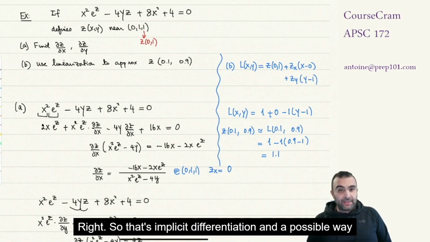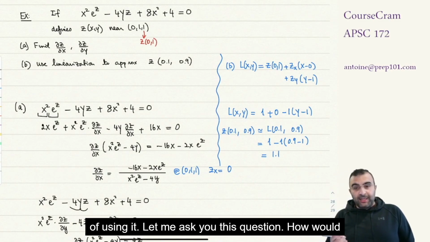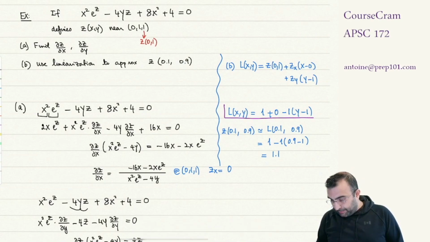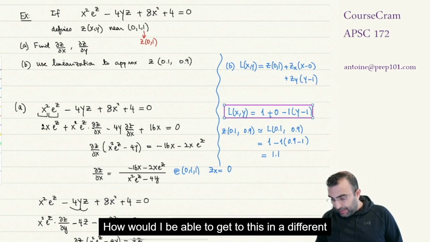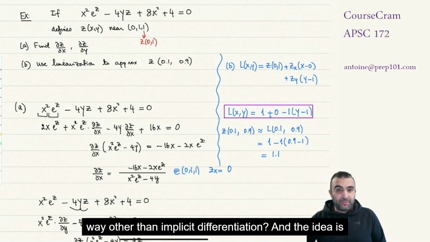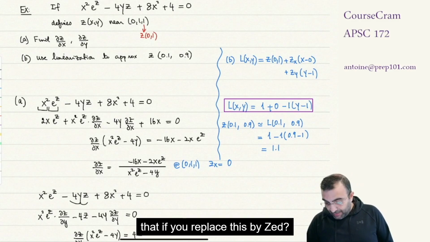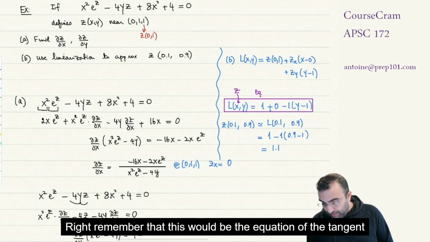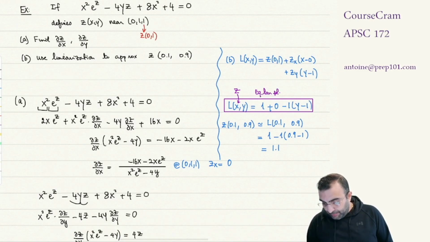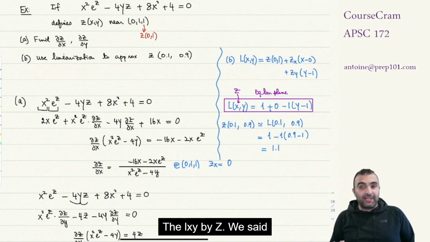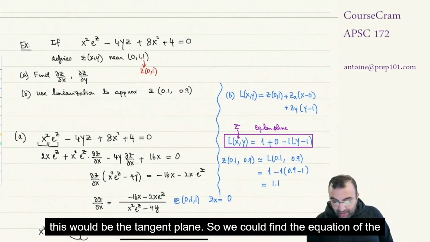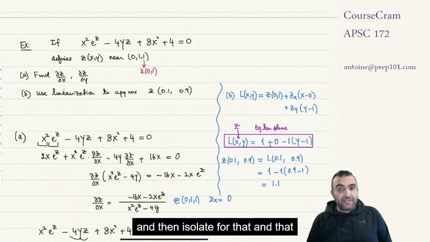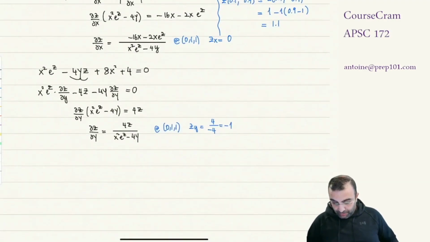Right, so that's implicit differentiation and a possible way of using it. Let me ask you this question. How would I be able to get this in a different way other than implicit differentiation? The idea is that if you replace the L(x,y) by z, this would be the equation of the tangent plane. So we could find the equation of the tangent plane using the gradient method, and then isolate for z, and that will give us exactly that.